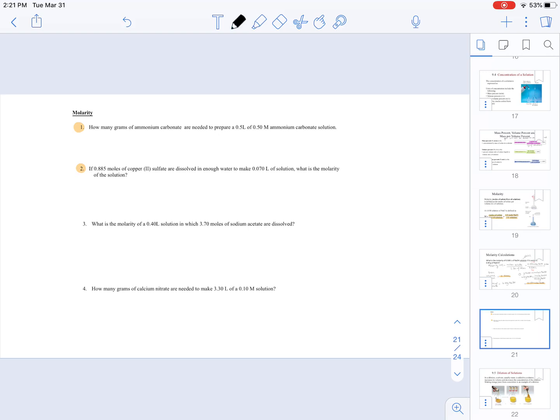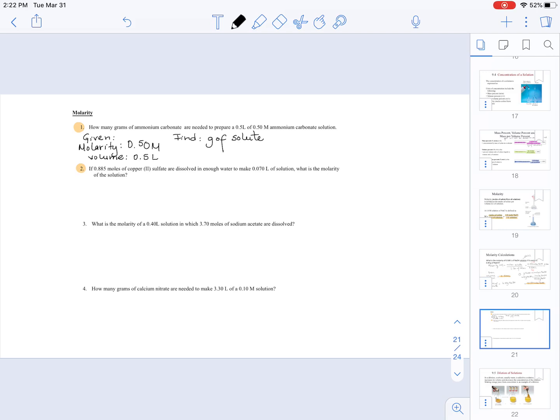The first problem reads, how many grams of ammonium carbonate are needed to prepare 0.5 liters of a 0.50 molar ammonium carbonate solution? Let's first write down what is given to us. We are given the molarity of our solution, which is 0.50 molar, and we also have the volume of our solution, which is 0.5 liters. What we're trying to find in this problem are the grams of solute.